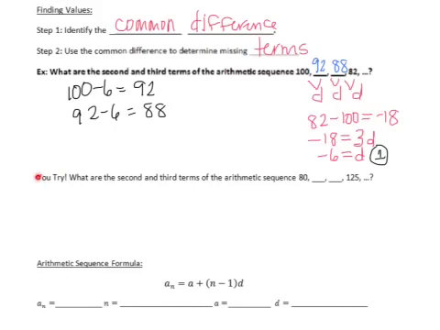Alright, so you try. Find the second and third terms of the arithmetic sequence. 80, blank, blank, 125, and so on. Again, you might want to pause right here because I'm going to continue on with the notes.